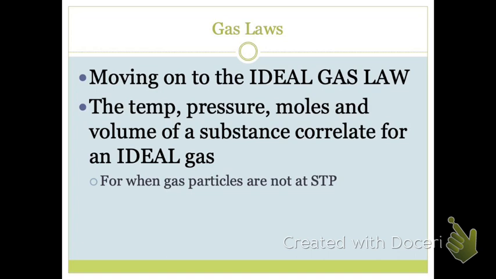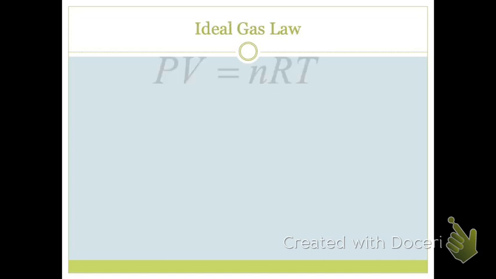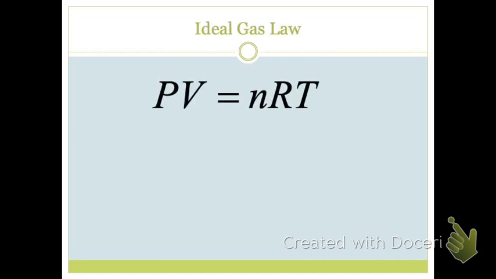This is for when particles are not at STP, right? If a particle is at STP, we already know its pressure, we know its temperature, we know its volume as long as there's 1 mole of it. And if there's not 1 mole of it, we could calculate it based on that 22.4 liters conversion factor. So at STP, it gives us really, really simple calculations. But when things are not at STP, then we're going to be able to figure out what are the conditions for this gas. So here is the equation for the ideal gas law.